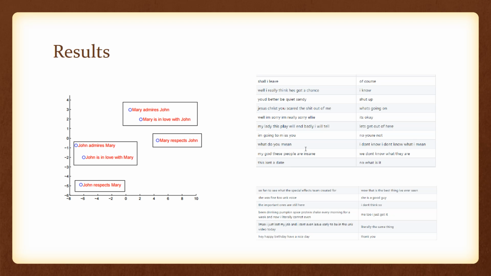Now you can see some of the questions and answers on the right side. These are the answers generated in response to the questions which were posed to the chatbot. Some of the questions like "My lady, this play will end badly, I will tell." The answer is "Let's go get out of here." Like "This is not a date," the answer is "No, what is it?" "She was fine to unknown voice," the answer is "She is a good guy." So some of the answers are really good, which make a lot of sense and can be considered on par with a human answer.